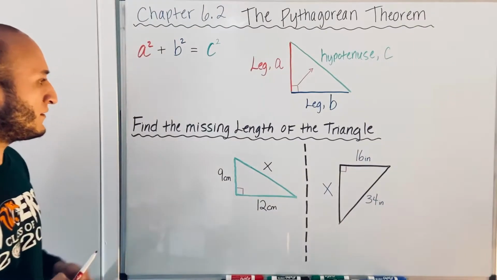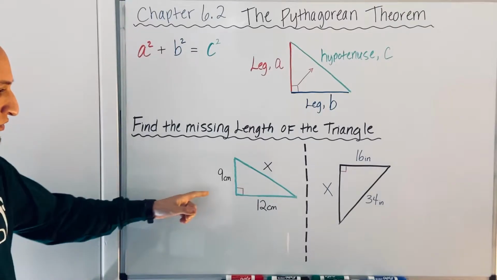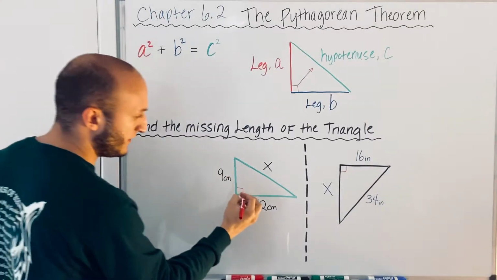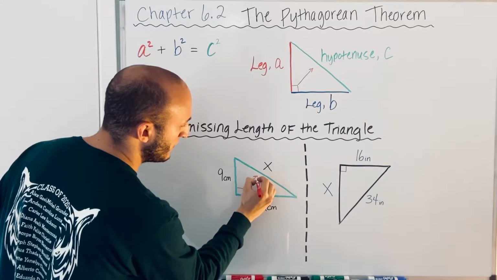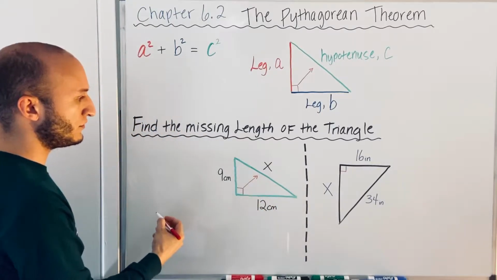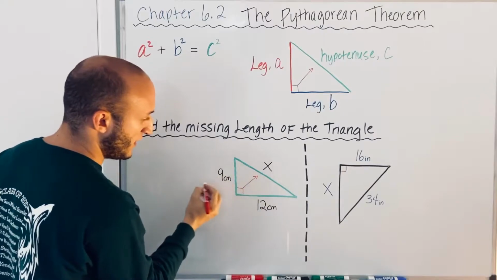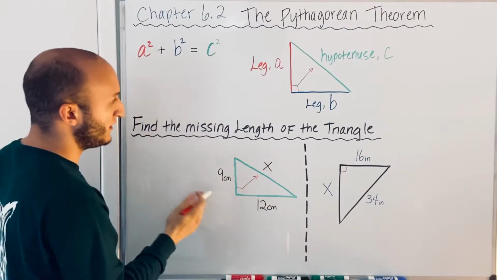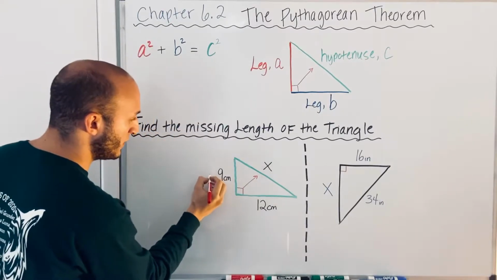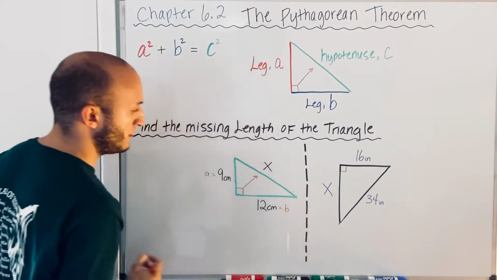So let's solve these. Find the missing length of the triangle. Here, I'm trying to find x, and that is my hypotenuse. It's across my 90 degree angle, so that is C. It doesn't matter which one you label as A or B. Both of these are legs. So I'm going to name this one A and this one B.